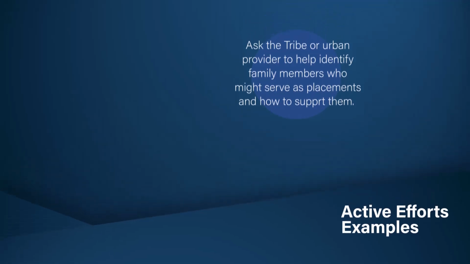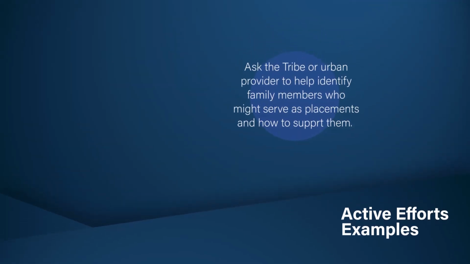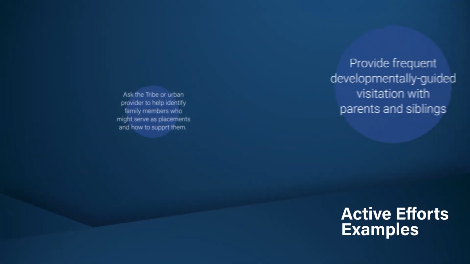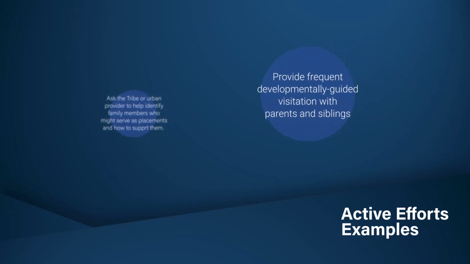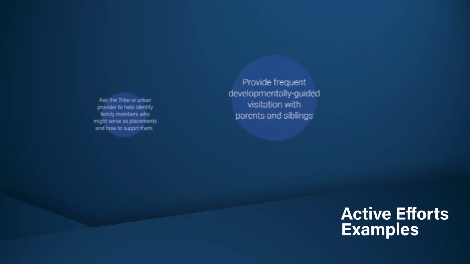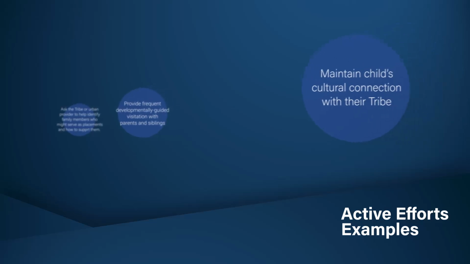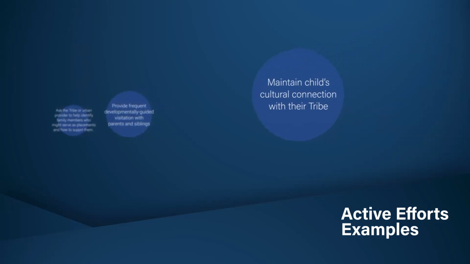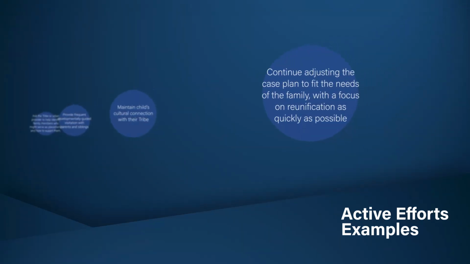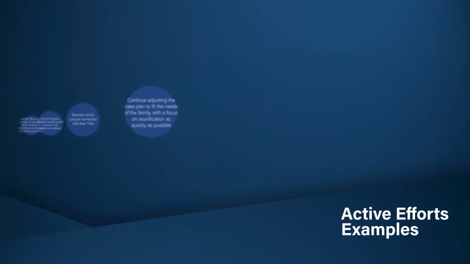What if, despite everyone's best efforts, the child isn't safe at home and needs to be somewhere else while the parents get the help they need? If the child requires temporary alternative placement, ask the tribe or urban provider to help identify family members who might serve as placements and also how to support them. Provide frequent developmentally guided visitation with parents and siblings. Maintain child's cultural connections with their tribe. Continue adjusting the case plan to fit the needs of the family with a focus on reunification as quickly as possible.